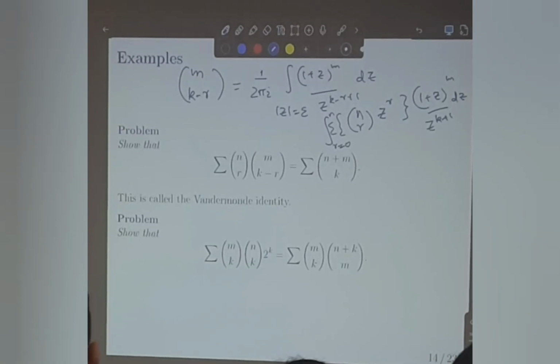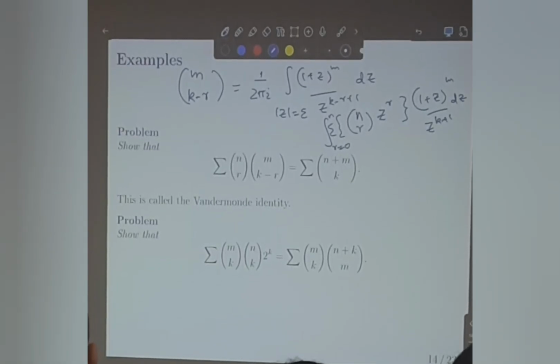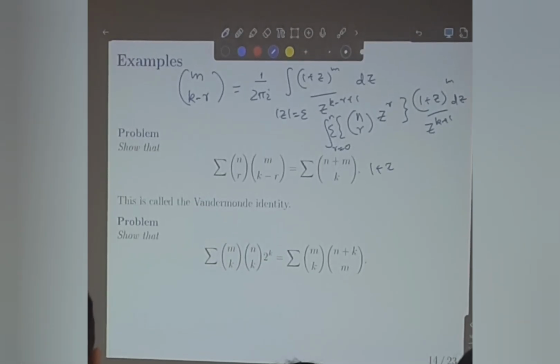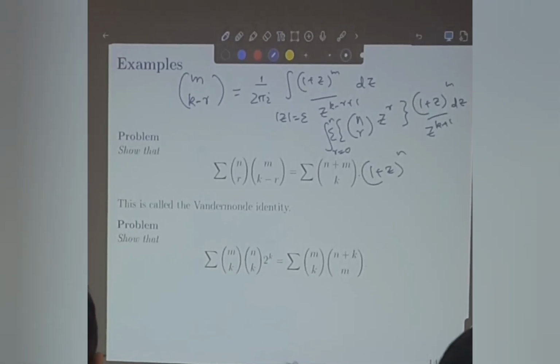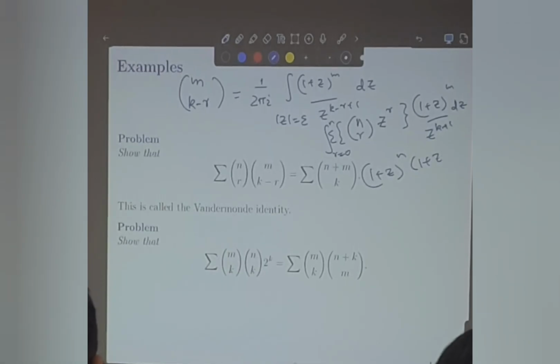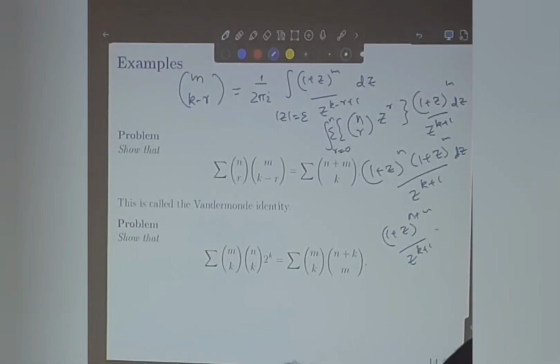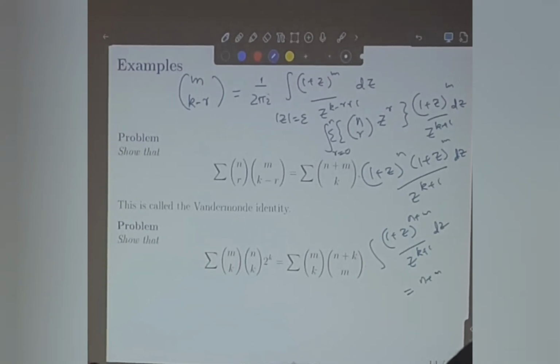So now what do you have? Summation r equal to 0 to n of n choose r, z to the r. This is equal to 1 plus z to the n. And then you have 1 plus z to the m by z to the k plus 1 dz. But this is 1 plus z to the n plus m by z to the k plus 1 dz integrated, but that is n plus m choose k.